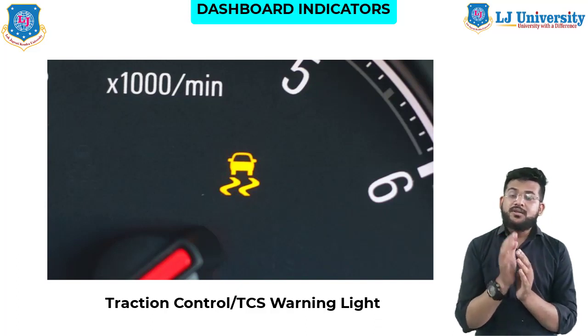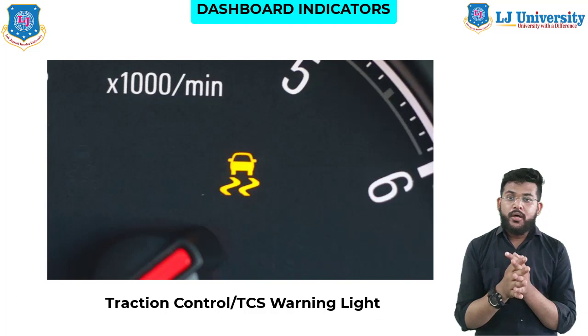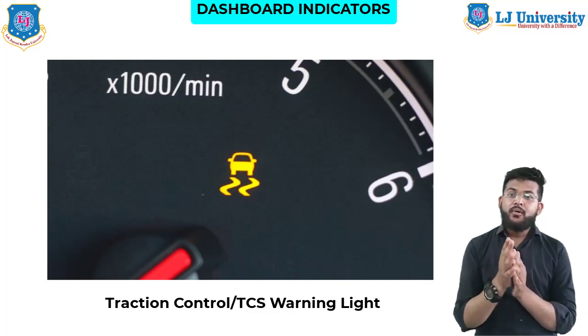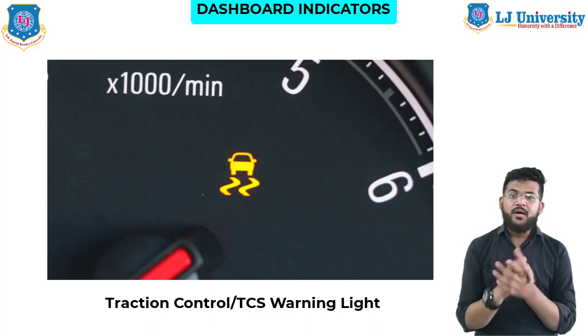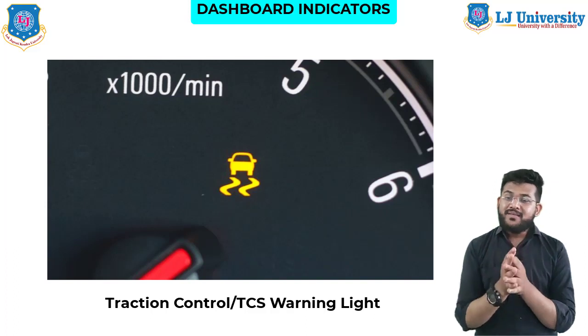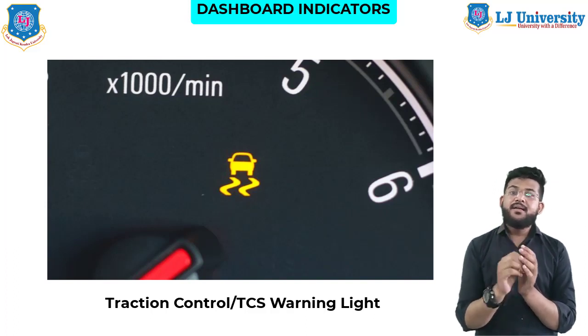The third reason might be bad conditions on the road. When there are bad conditions on the road, namely heavy rainfall, many potholes, ice, etc., the traction control light might come on after the TCS fails to properly handle the condition of the bad road. The best thing that can be done in such a situation is to slow down your vehicle, as there is nothing much you can do.